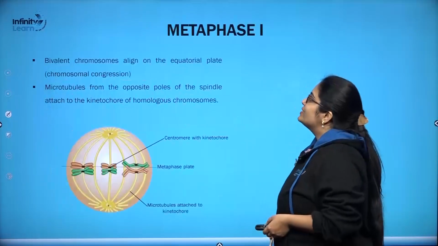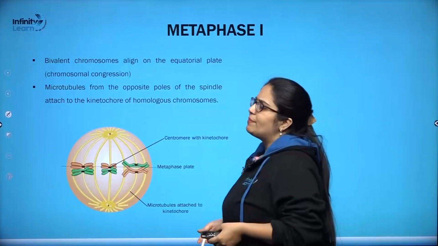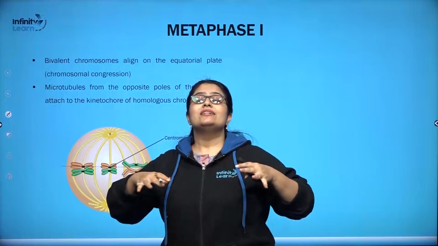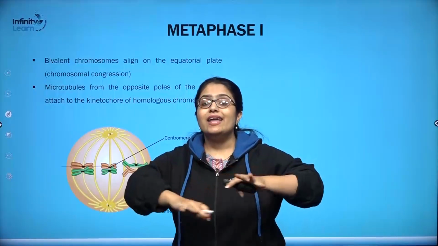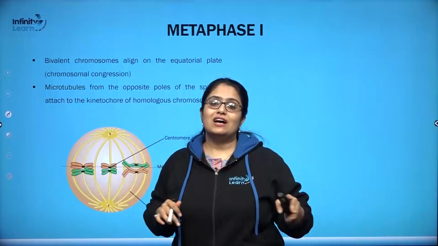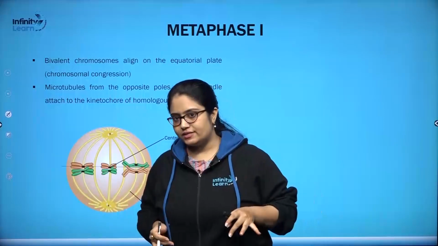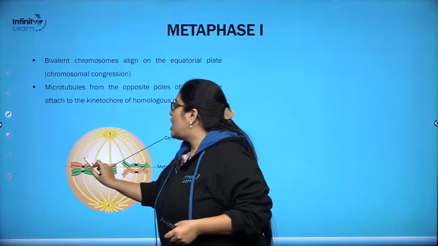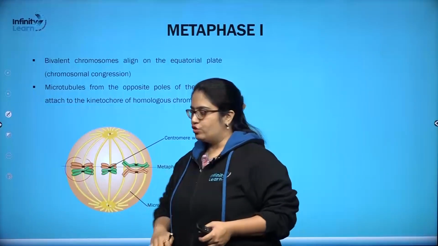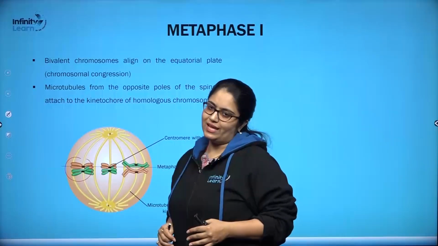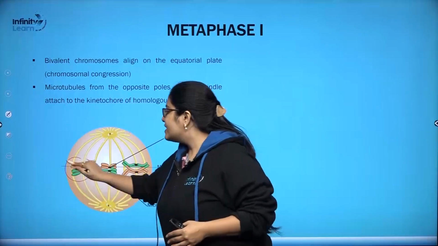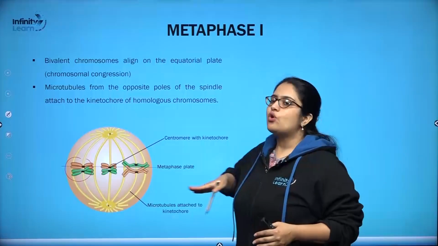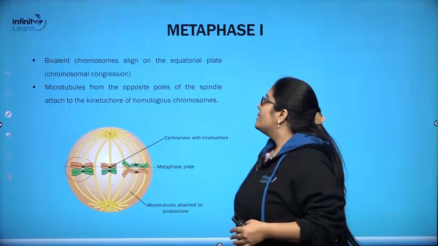Next is, my dear students, metaphase 1. So what is going to happen in metaphase 1? The bivalents will start arranging themselves on the equatorial plate. So congregation of the chromosomes will take place. This is how the bivalents, two homologous chromosomes still connected to each other with the help of terminalized chiasmata, will start arranging themselves on the equatorial plate, right?